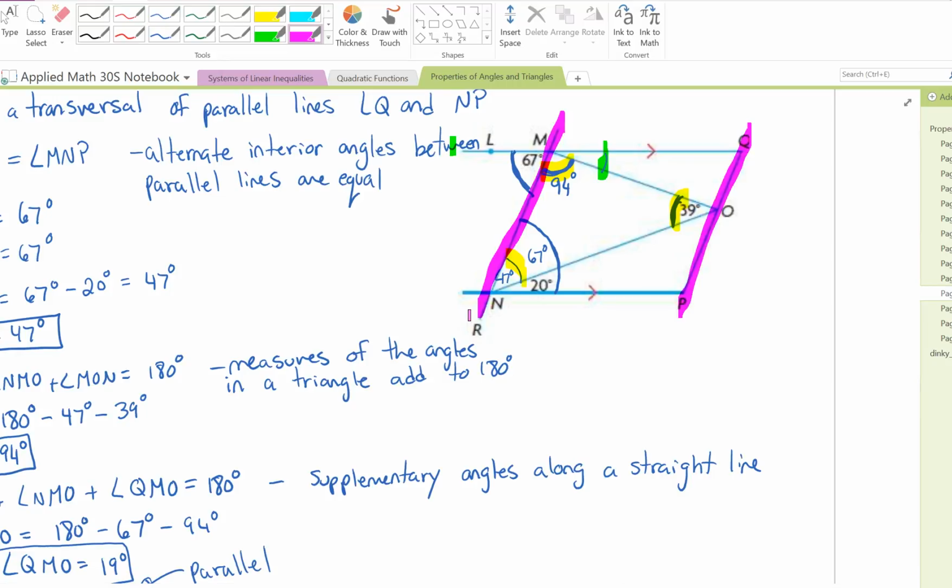Okay, so I'm going to clean up the diagram and put in what we have. So here's our diagram cleaned up a bit. It's a little bit easier to solve what we're looking for in part B. And in part B, they want us to look at MQO, MOQ, NOP, OPN, and RNP. So let's go ahead and do that.